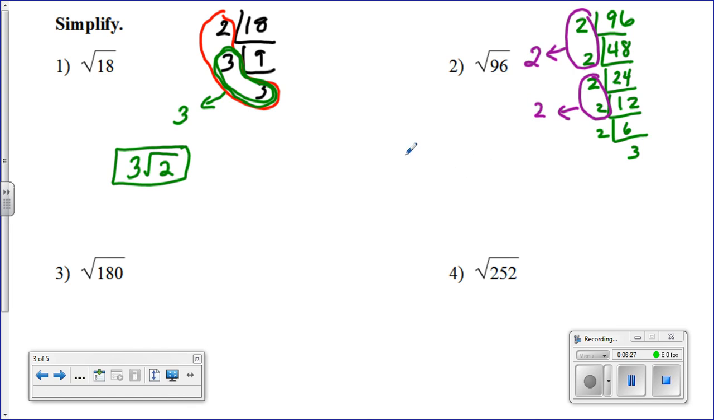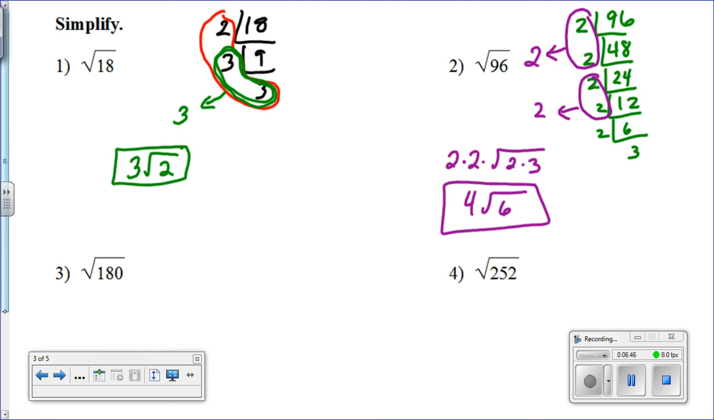So ultimately what you have on the outside is 2 times 2, they've been freed, and you have the 2 and the 3 who are still in jail. So your final answer is 4 radical 6.